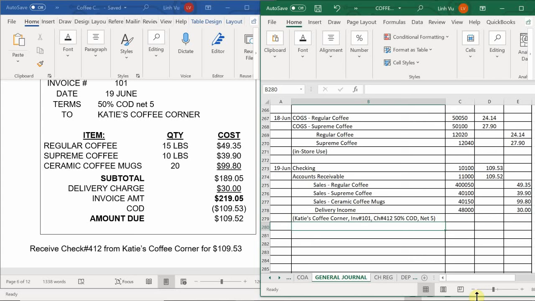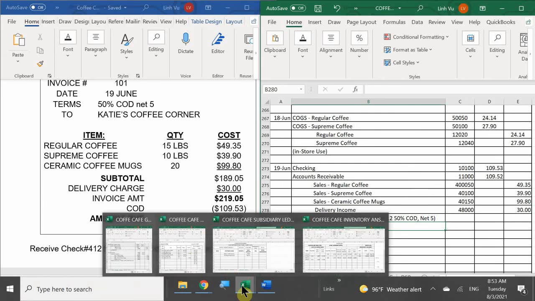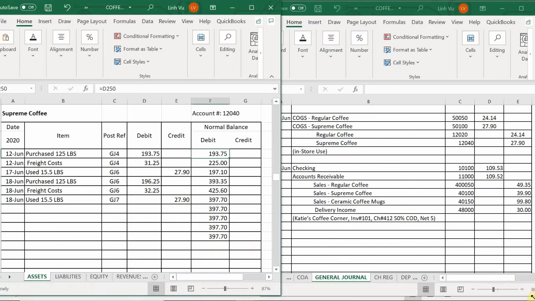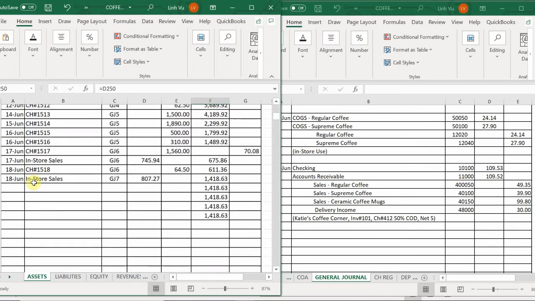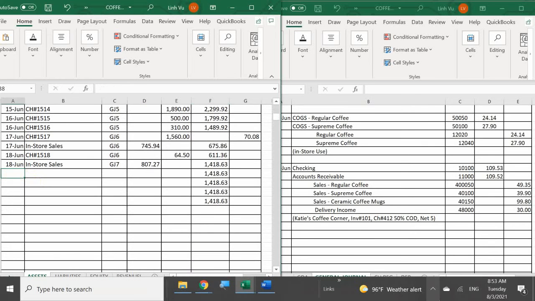So then you go to general ledger, to your assets and checking. Okay. Assets. Checking. Here we are. Because you're depositing that check, correct? Mm-hmm. It's the 19.